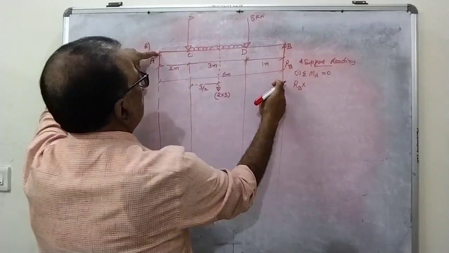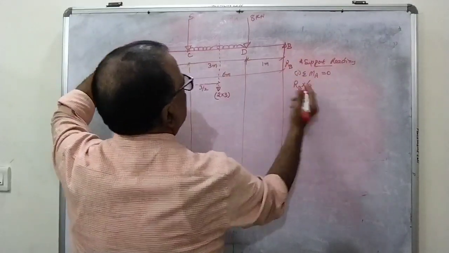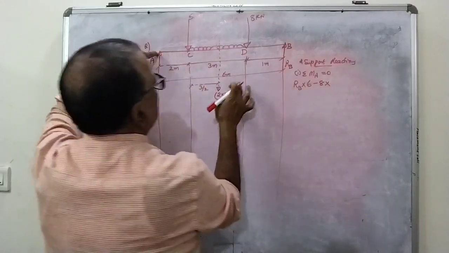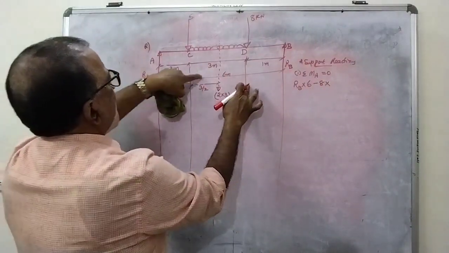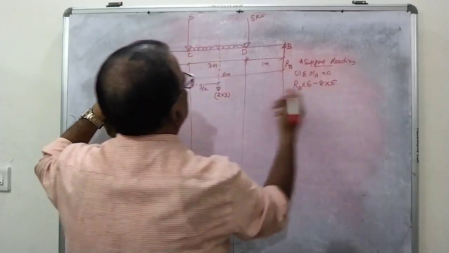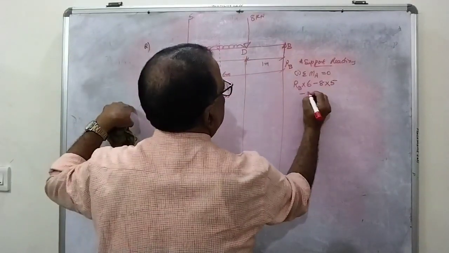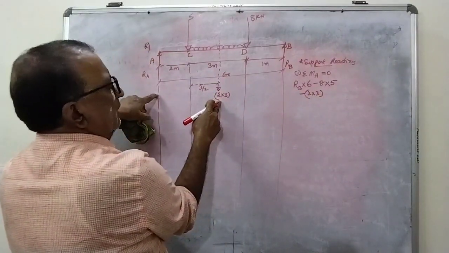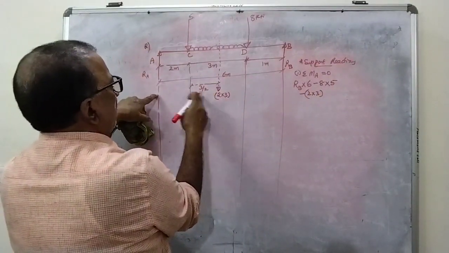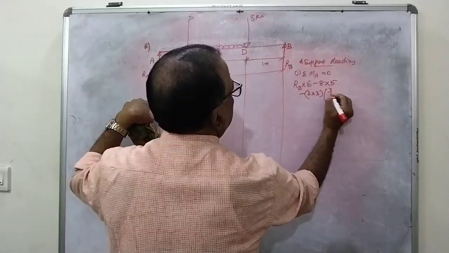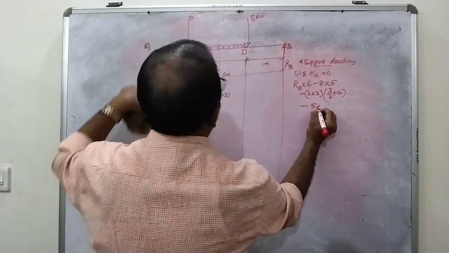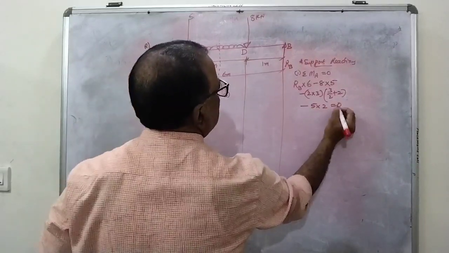RB into what is the total distance from B to A? 6 meters. Proceed further. There is a load of 8, minus 8 into what is the distance from 8 to A? 3 plus 2, 5. Next, UDL, minus 2 into 3 into what is the distance from this load to this support? 3 by 2 plus 2, minus 5 kilonewton into what is the distance? 2, is equal to 0.